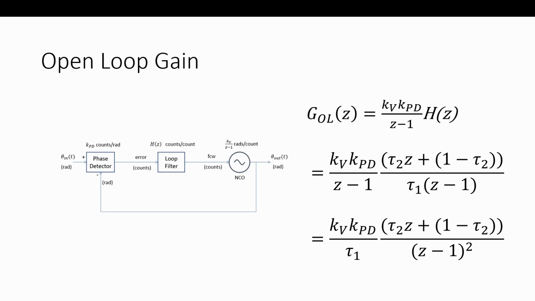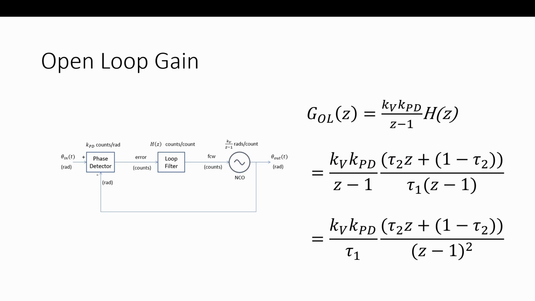Which is what I did here. So it looks like a lot of math, but I just took each of those components we described. There's our K_v over z minus 1, which is the numerically controlled oscillator, times K_PD, which is our phase detector, times H of z, which was the loop filter that we used. I'm putting it all together, and I put it in this clean form where I pulled out the gain and the poles and zeros, right?